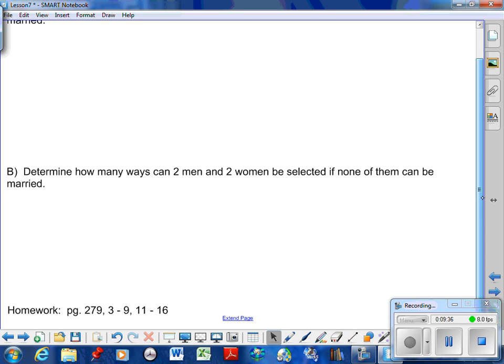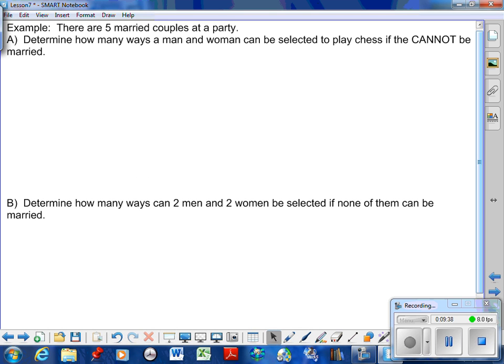All right, and last example here. There are 5 married couples at a party. Determine how many ways a man and a woman could be selected to play chess, because that's what we all do when we're married, apparently, if they cannot be married. So they can't be a couple. No couples. So the order doesn't matter. It doesn't matter which person's chosen.